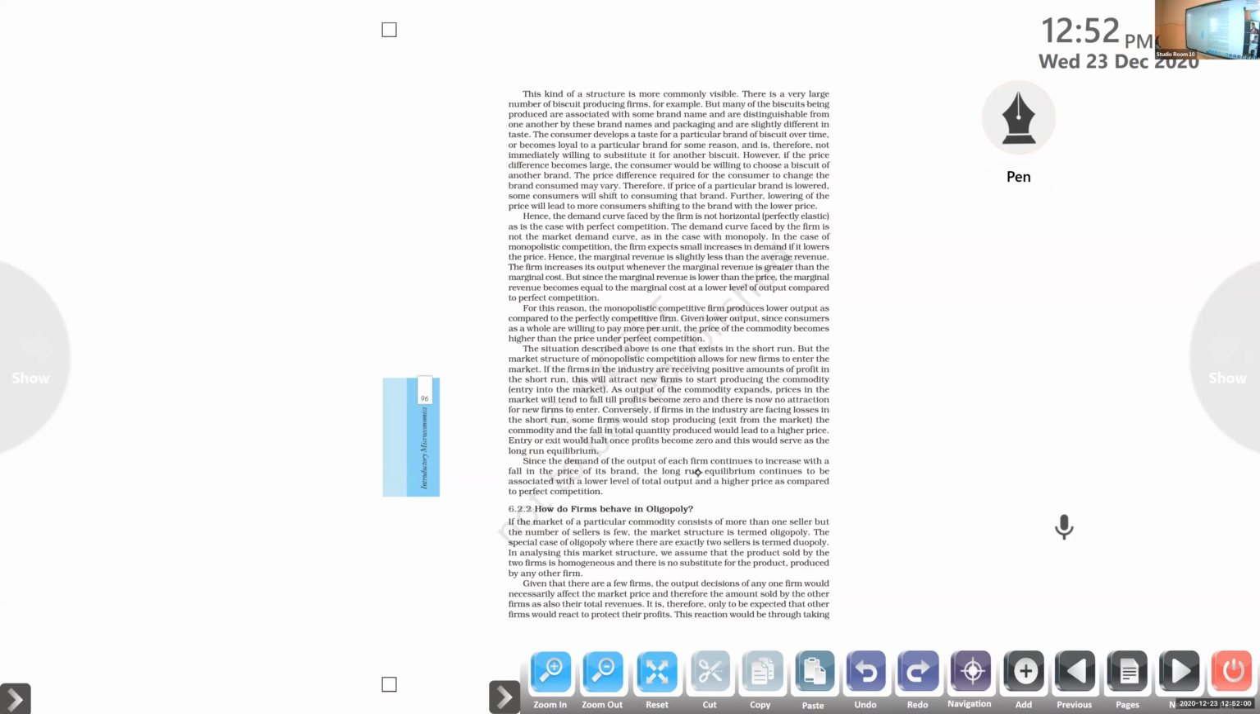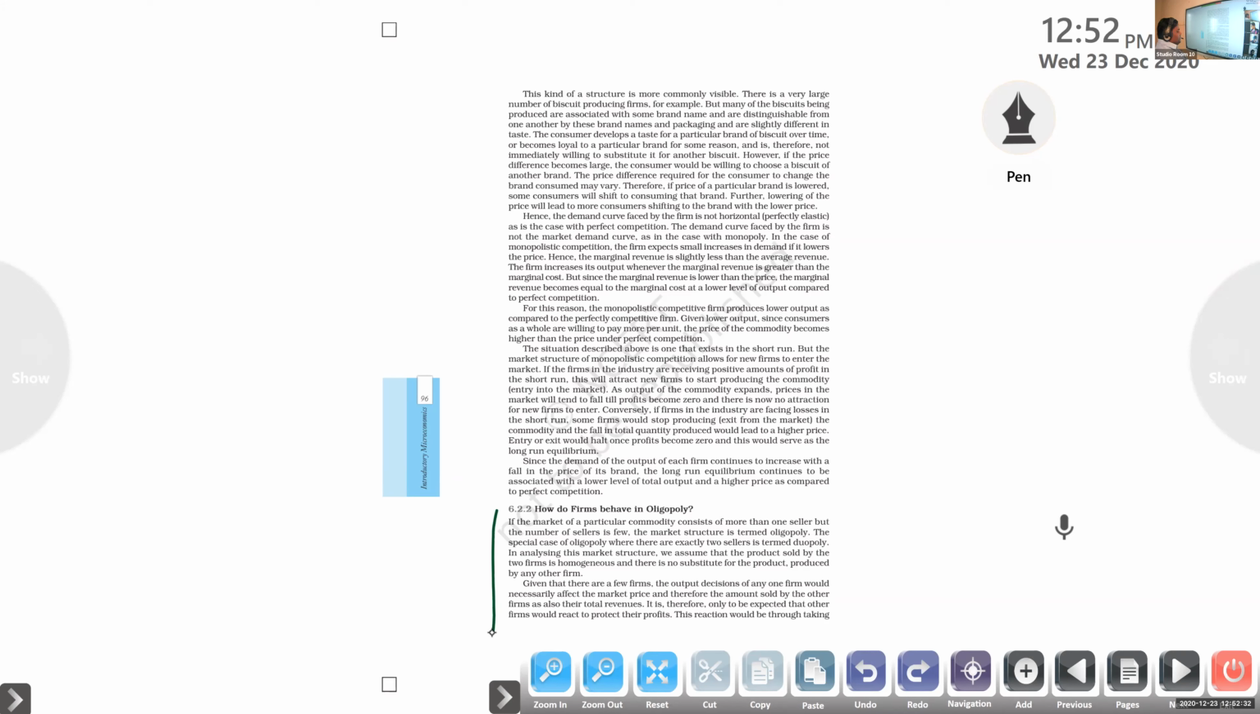Next one, another market condition. Now we studied monopolistic competition. Next one is called oligopoly. Okay, 6.2.2, how do firms behave in an oligopoly? First of all, we want to understand what this oligopoly is. So, if the market of a particular commodity consists of more than one seller, but the number of sellers is few, the market structure is termed oligopoly.